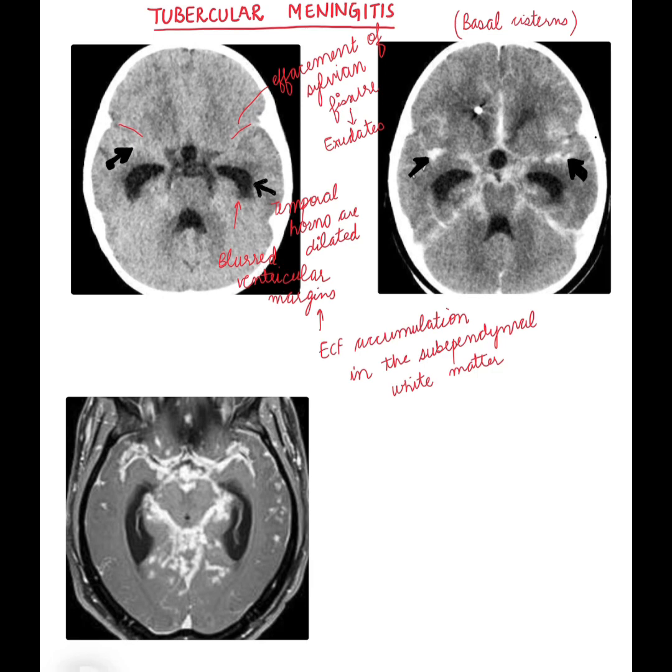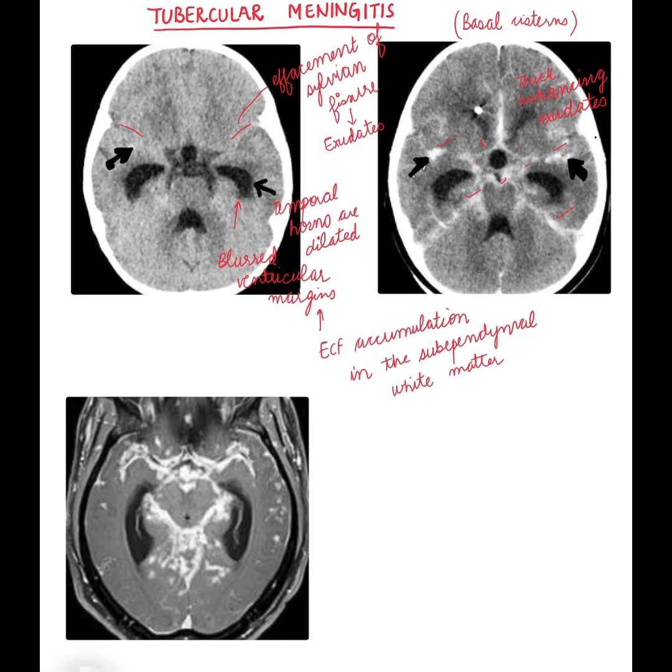The second image is a CECT, contrast enhanced CT, and you can see thick enhancing exudates. So what is the finding? Thick enhancing exudates throughout the basal cisterns. So this is the area of the basal cisterns, and you can see exudates have deposited.